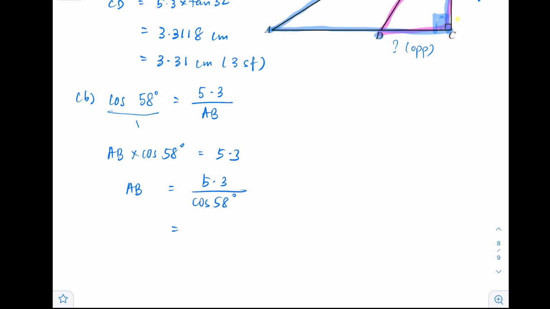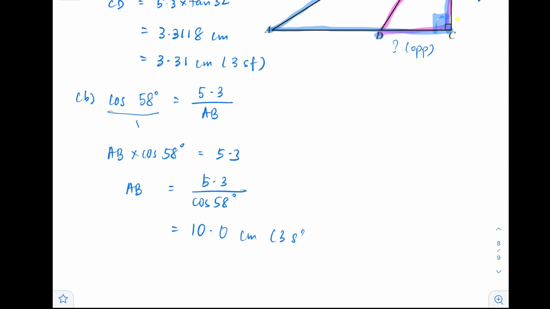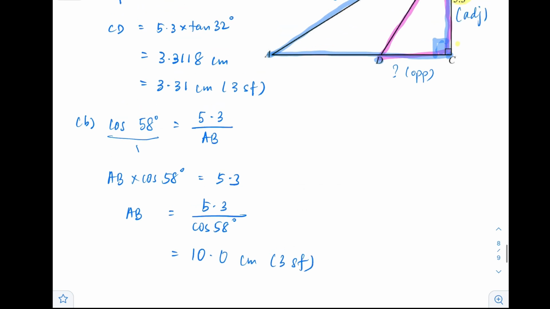So to find AB, we just divide both sides by cosine of 58. Okay, cosine of 58 degrees is simply a decimal value, right? So just press the calculator, 5.3 divided by cosine 58. And again, remember that your calculator needs to be in degree mode. So this would give us 10.0 cm to 3 SF.